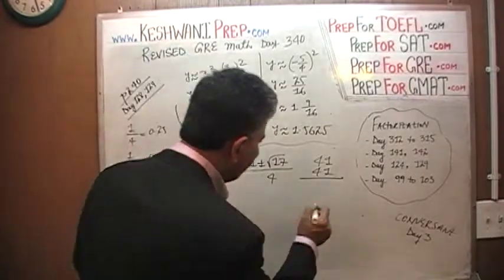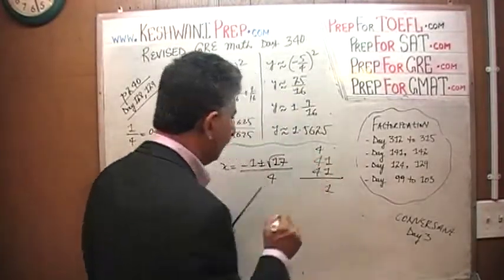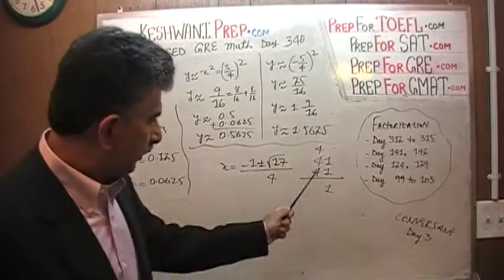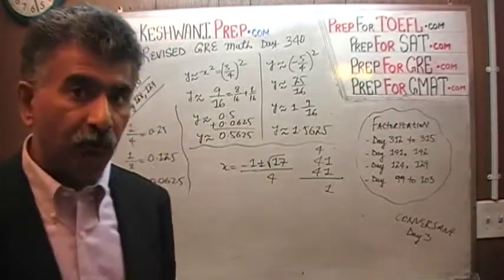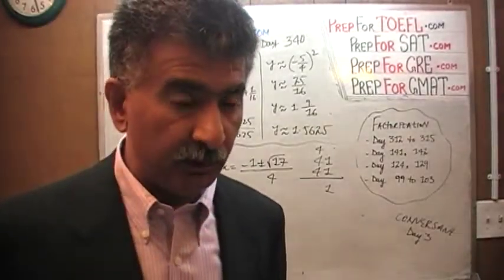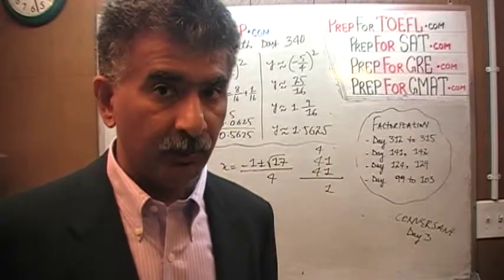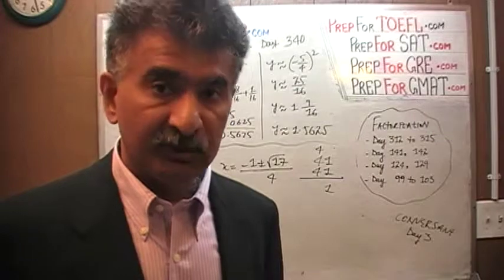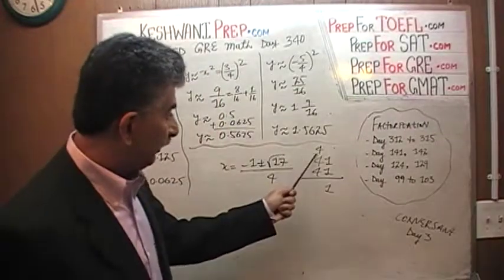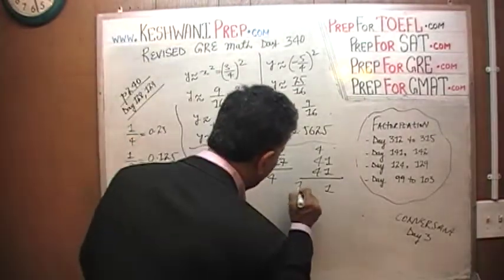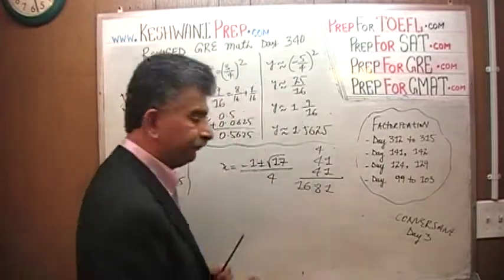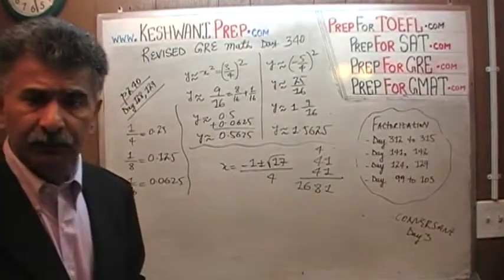41 times 1 is 41, so that's 1, carry 4. And what is 41 times 4? I know 40 times 4 is 160. Do you agree? 40 times 4 is 160. Therefore, 41 times 4 should be 164. 164 plus a 4, 168. 168, voila. What does it tell you?